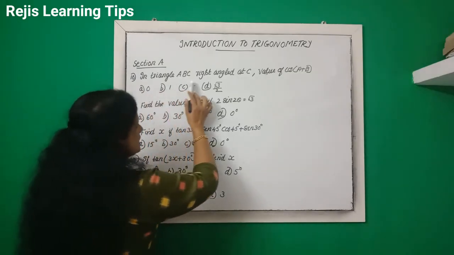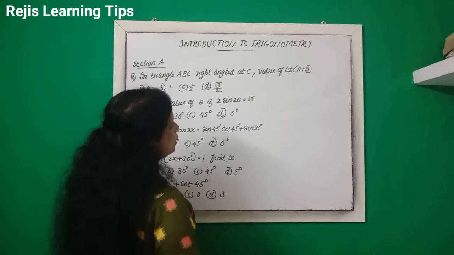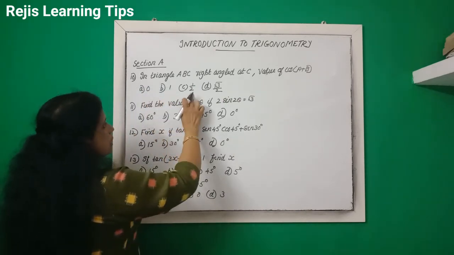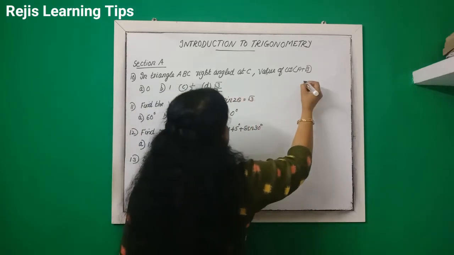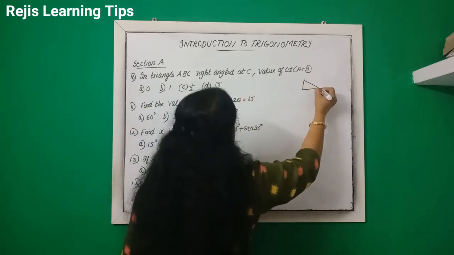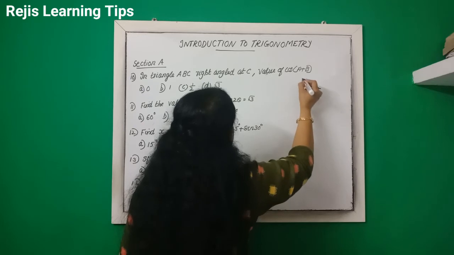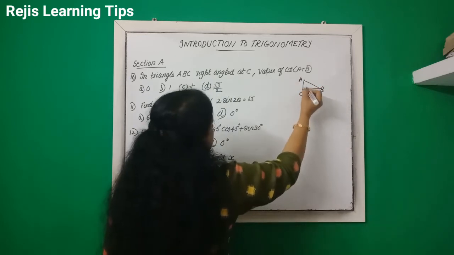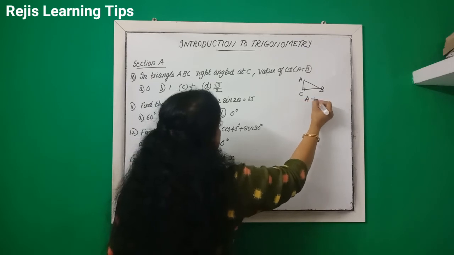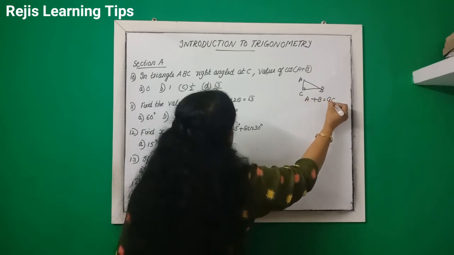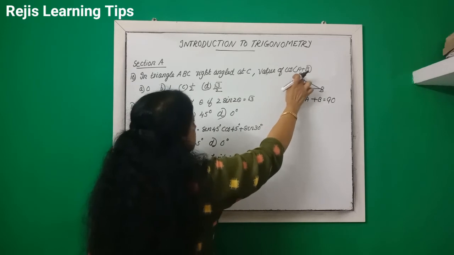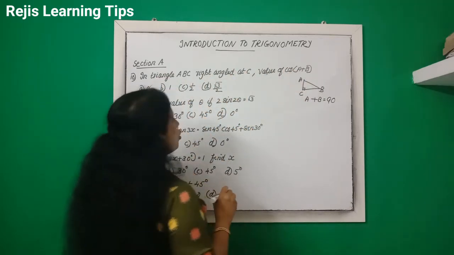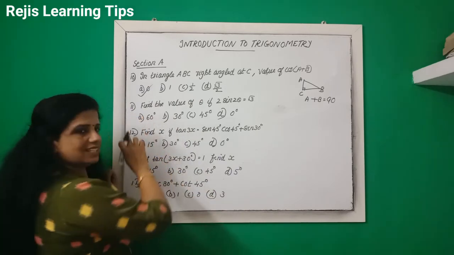In triangle ABC, right angle at C, the value of cos of A plus B is equal to 0, 1, 1 by 2, root 3 by 2. Right triangle ABC, right angle at C. Okay, then this is 90 degree, then A plus B is equal to 90 degree. But cos of A plus B means cos 90 is equal to 0. So option A.